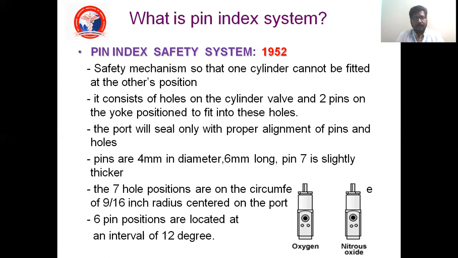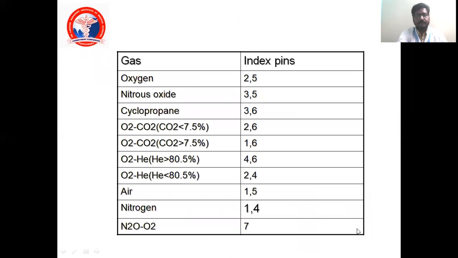The pins are 4 millimeter in diameter and 6 millimeter in length, and pin number 7 is slightly thicker than the other pins. The 7 hole positions are on the circumference of a 9/16-inch radius centered on the port. It is very important, please try to note it down. And the 6 pin positions are located at an interval of 12 degrees. As you can see here, this is the pin index for oxygen, and this is the pin index for nitrous oxide. And these are the various pin index systems for various gases. We are going to focus only on air, oxygen, nitrogen, and Entonox.